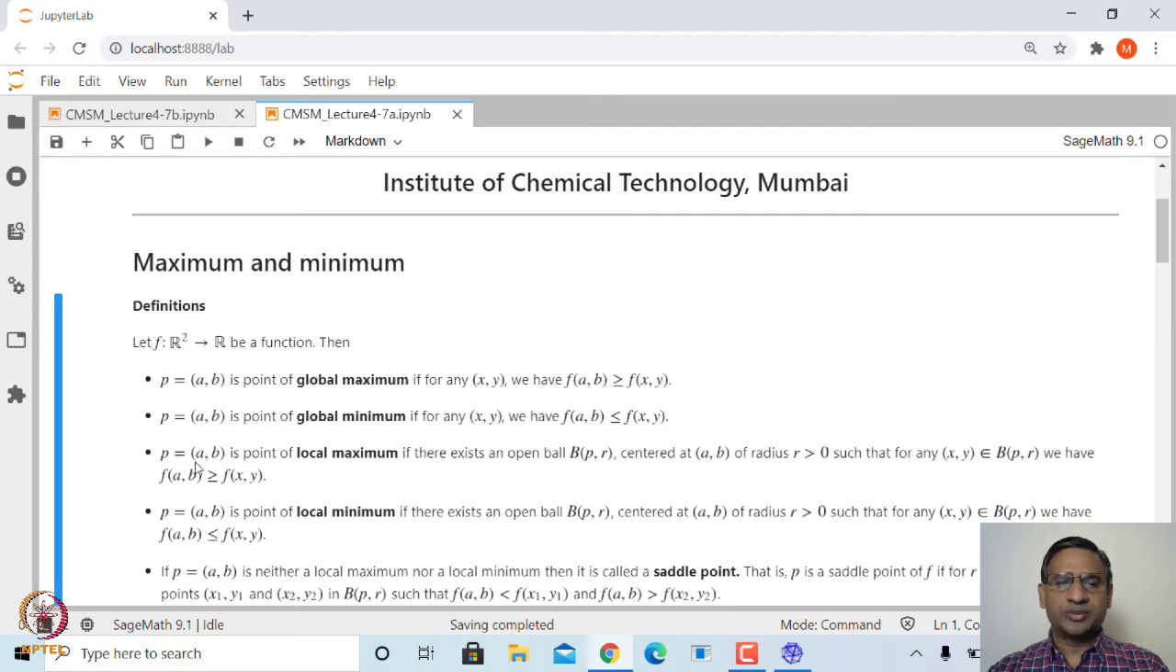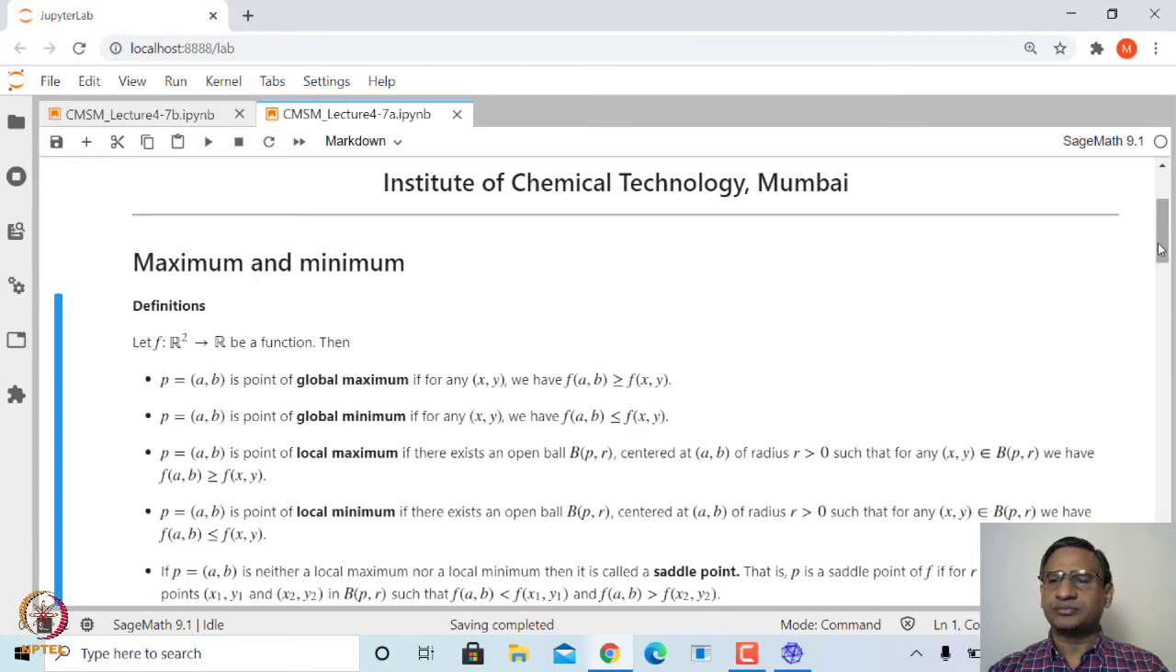However, this point P is called a local maximum if there exists an open ball B P R centered at P with radius r, which is the same as saying there exists r positive and this ball B P R, such that for any point x y inside this ball we have f at a b bigger than or equal to f at x y. Similarly, you can define local minimum. For local minimum, again the same thing, but this condition should be f at a b less than or equal to f of x y.